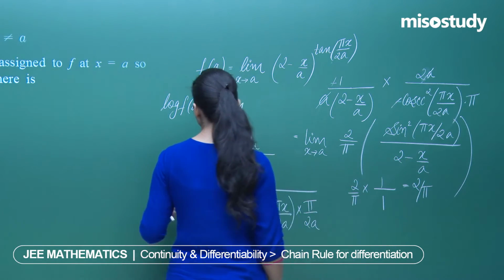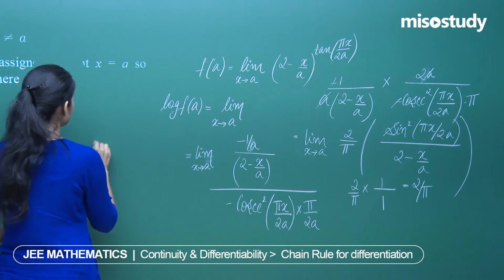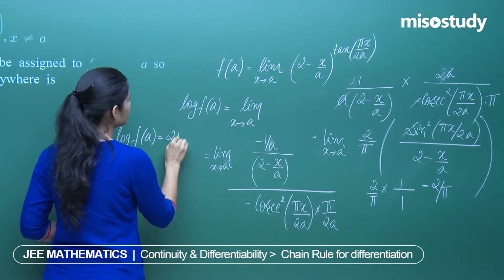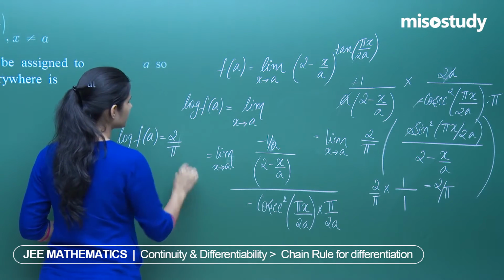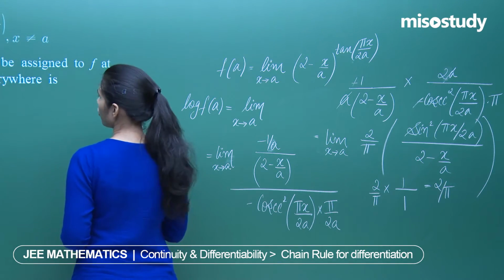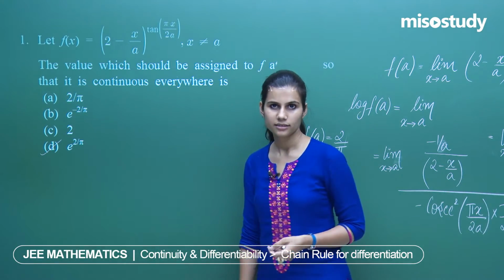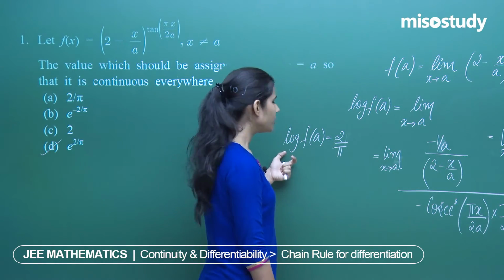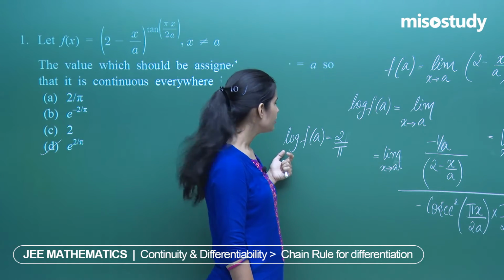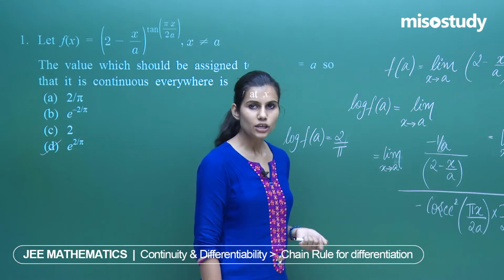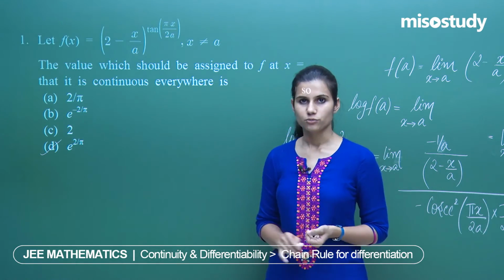Fine. If you are getting log of f of a is 2 by pi, what is f of a? It is e to the power 2 by pi, right? Because if you take exponential, you basically get e to the power 2 by pi, and here you are left with f of a. Fine. So f of a turns out to be e to the power 2 by pi.